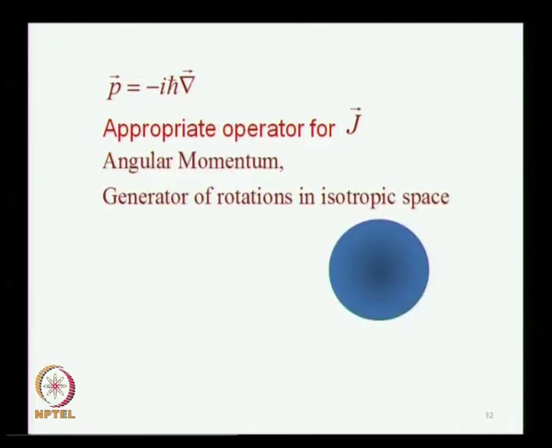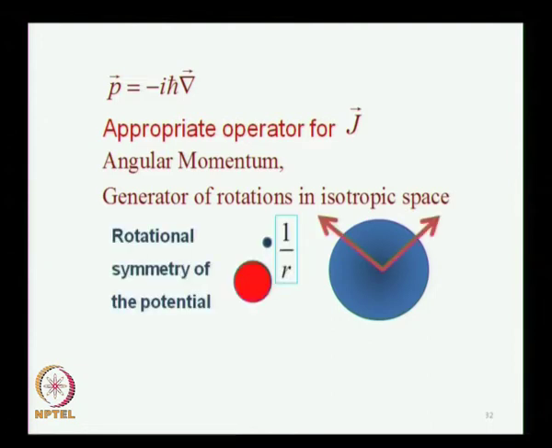Now the angular momentum is the generator for rotations in isotropic space. Everybody knows what is meant by isotropy, right? Iso is same, tropy is different orientations, different directions. So no matter which direction you look at, conditions are exactly identical in isotropic space.